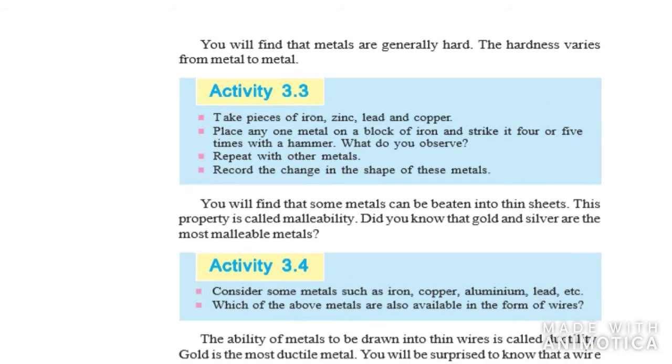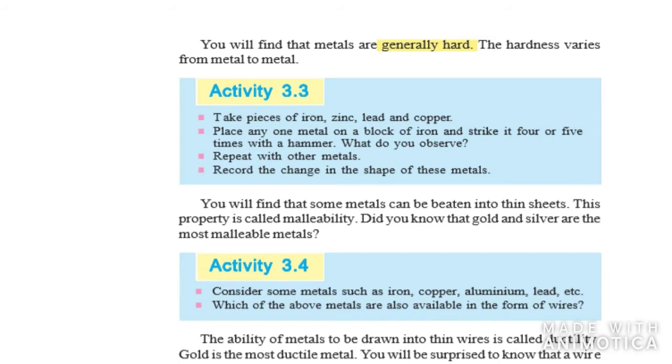It says you will find that metals are generally hard. That means the metals are hard in structure. The hardness varies from metal to metal. Different metals have different hardness. Their hardness varies from one metal to another.